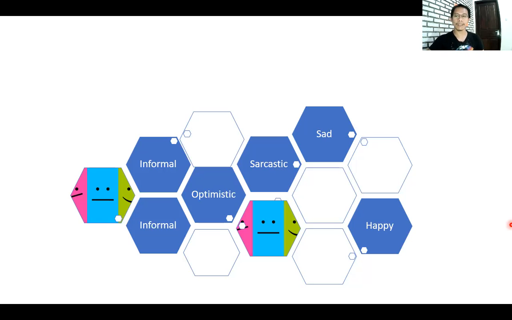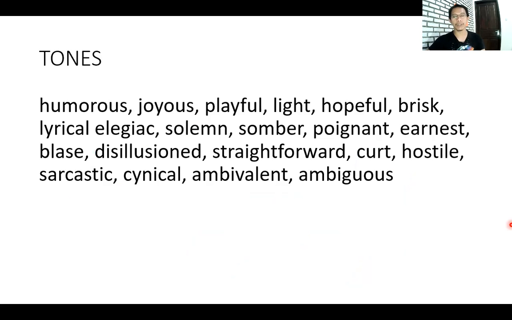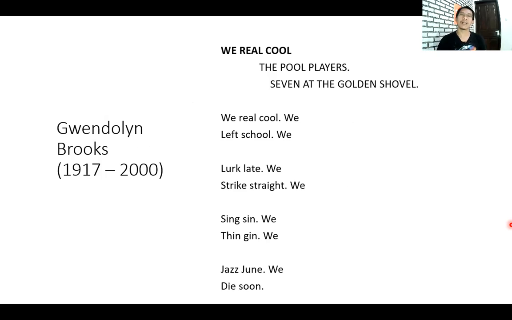Okay. Next, let me continue with more examples of tones: light, playful, joyous, lyrical, elegiac, solemn, somber, poignant. When we deal with poetry, we will definitely be able to find more variety of tones, because poetry tends to be more subtle in expressing emotion. Sometimes the emotion that the writer wants to present is clear, but sometimes the emotions are very subtle. Okay, now let me show you just one example of a poem that we can read and try to learn the tone of.